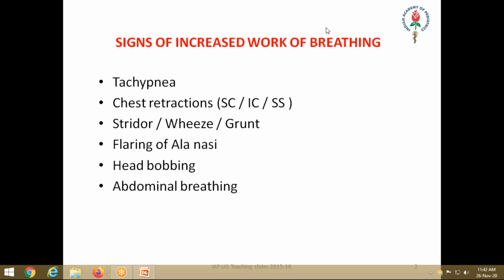First is the increased rate of breathing. Second is the increased workload on breathing, and adventitious sounds like any stridor, any wheeze or any grunt, flaring of alar nasi, head bobbing, and abdominal breathing. All these are signs of increased work of breathing. Head bobbing and abdominal breathing indicate the severity of the respiratory distress. If head bobbing is present, you might take it that the child is going for ventilator.